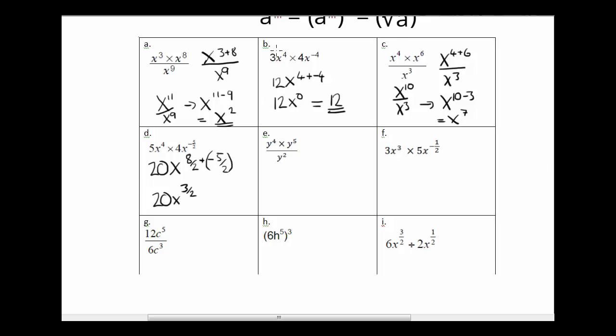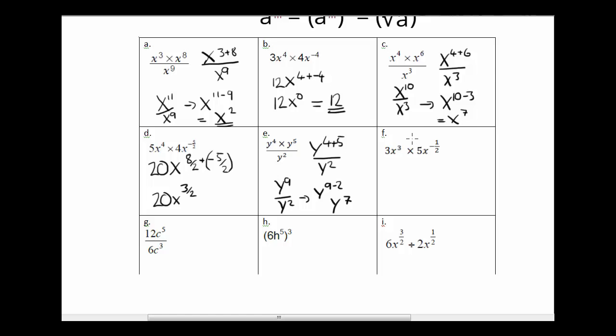Question E, pretty much the same as these other ones, so that's y to the 4 plus 5 over y squared, so that's y to the power of 9 over y squared, and that's the same as y to the 9 minus 2, so your answer there is y to the power of 7.